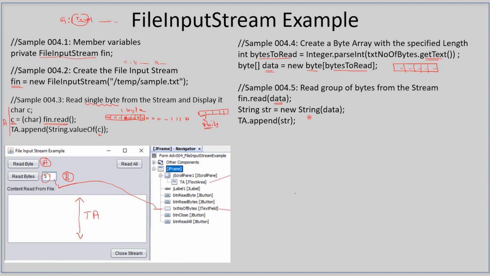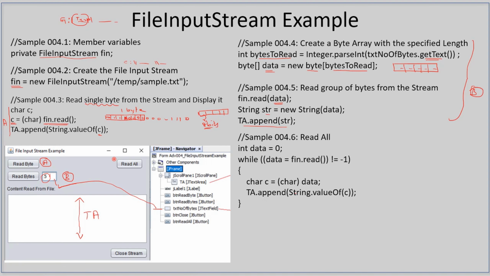Right, so after that, we have the buffer, right, 5 bytes of buffer. So from that buffer we are creating a string, then we are making a call to ta.append. So on each read we will be appending 5 bytes of information. Alright, so this piece of code we will be tying up with the read bytes workflow.